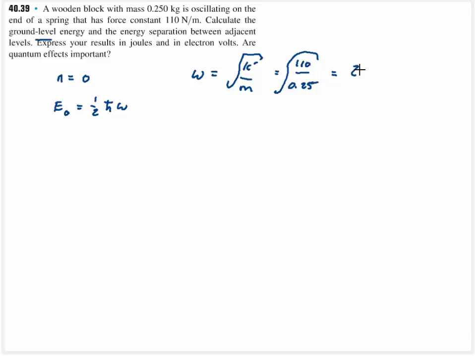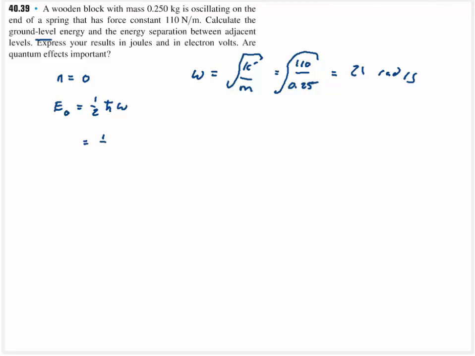And lastly, let's finish off with some harmonic oscillators. Here we have a wooden block on the end of a spring that has some force constant, and let's calculate the quantum ground level energies. At ground level, in this case, n is equal to 0, and we're going to say E naught is equal to 1/2 h bar omega, where omega is equal to the square root of k prime divided by the mass. So this is going to be equal to 110 divided by 0.25 kilograms, and that's going to give me 21 radians per second.